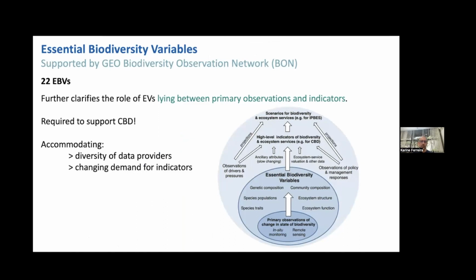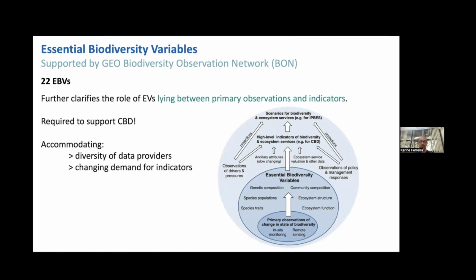Then afterwards, the biodiversity community started to look at this concept. Through the Group on Earth Observations Biodiversity Observation Network, GEO BON, they also started to build and define their EBVs in that case. So there are now 22 essential biodiversity variables.